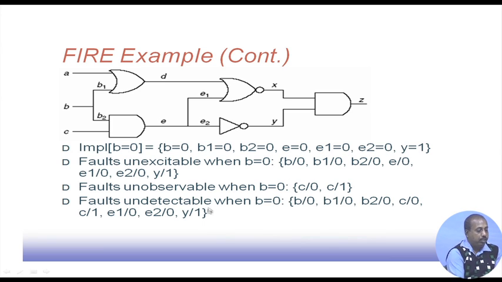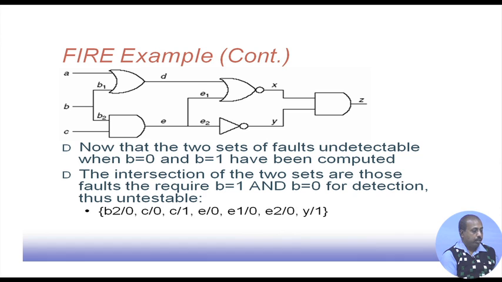Now, we have got the set of faults which are undetectable with B equal to 1 and B equal to 0. So, if we take the intersection of these two sets, we get B2 stuck at 0, C stuck at 0, C stuck at 1, E stuck at 0, E1 stuck at 0, E2 stuck at 0 and Y stuck at 1. So, these are the faults which are common in both the sets, B equal to 1 and B equal to 0. So, these faults are actually untestable faults for this circuit.